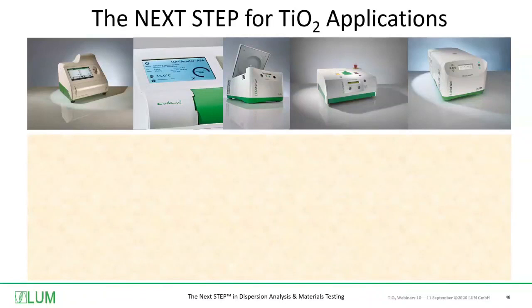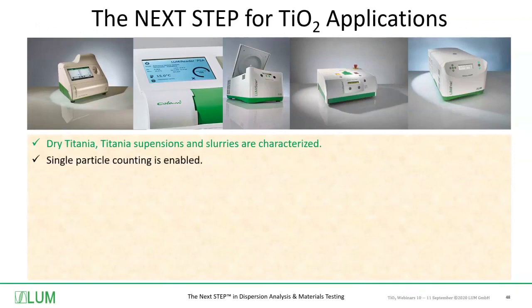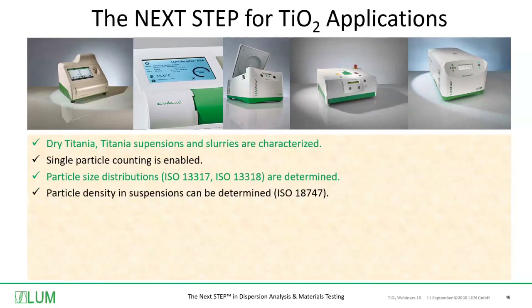Let me summarize. The next step for titania applications could be in the field of dry titania, could be characterizing titania suspensions and slurries by using appropriate LUM instrumentation. Single particle counting is now enabled. Particle size distributions are obtained according to different ISO norms depending on the instrument. Particle density in suspensions can be determined according to another ISO. This was not subject of today, but it's possible.